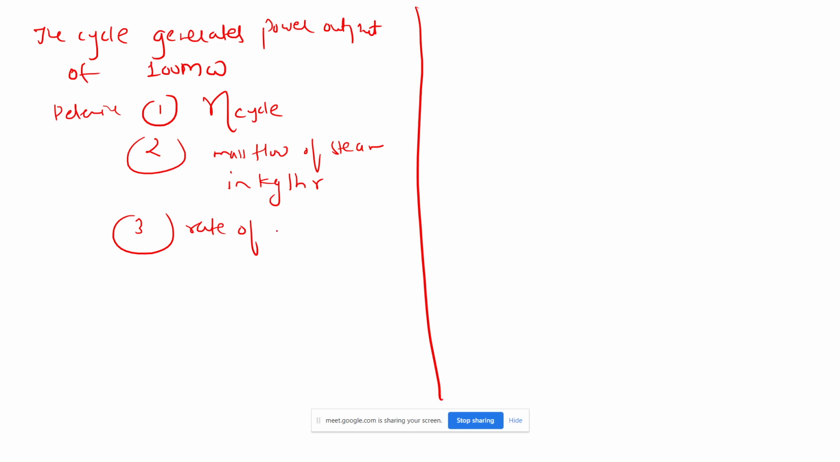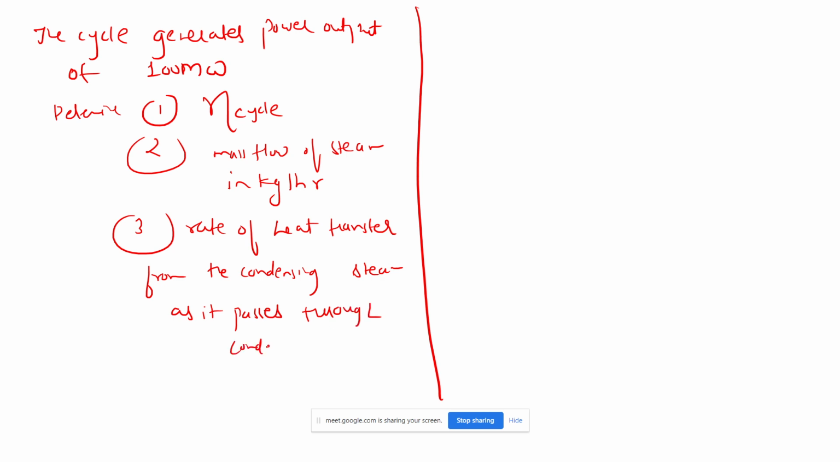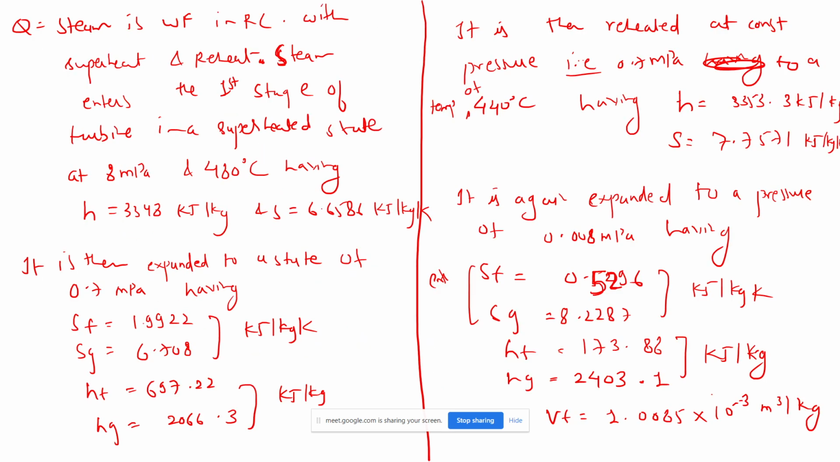Third, the rate of heat transfer from the condensing steam as it passes through the condenser, in megawatts. These three you have to find. So first you have to draw the diagram, how it will look.